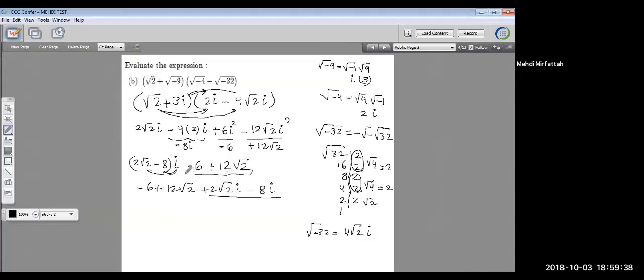And this term, again, you can write this in any order you want. You can write 2 radical 2i minus 8i minus 6 plus 12 radical 2. All these would be acceptable. That's the final answer.